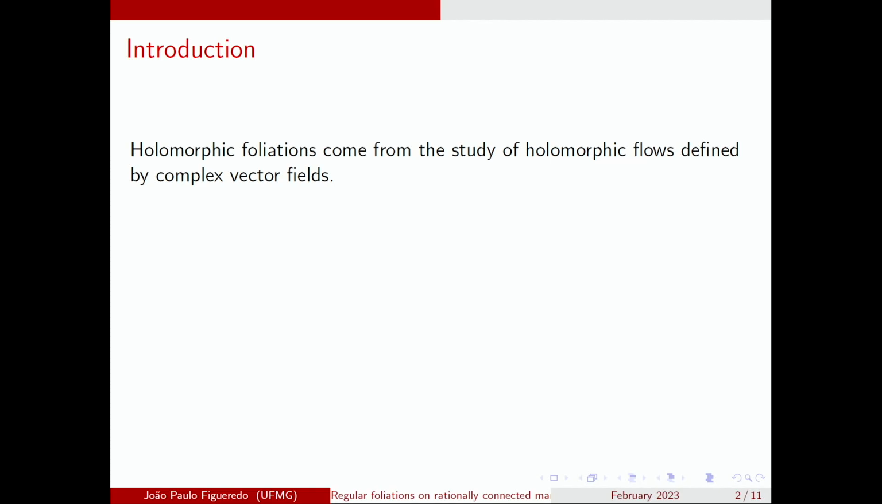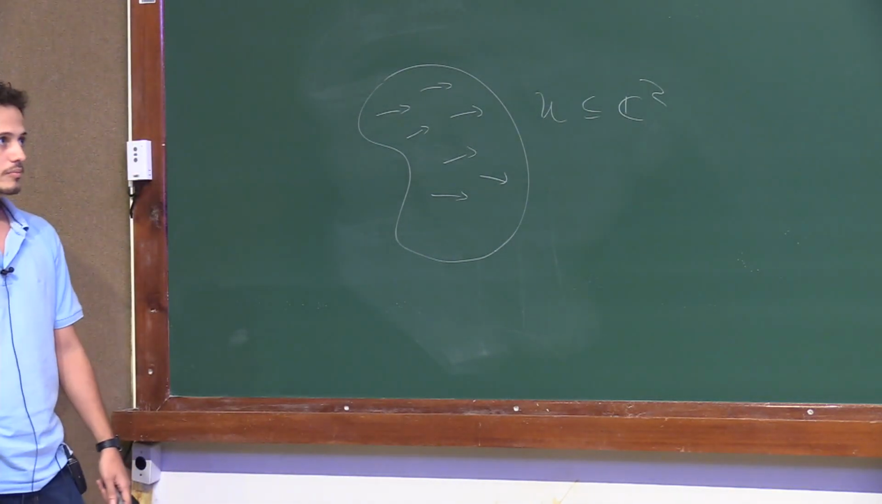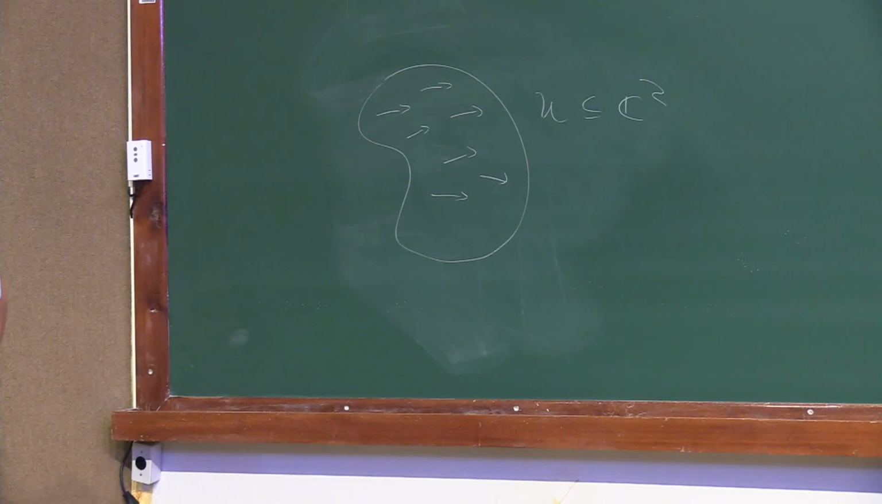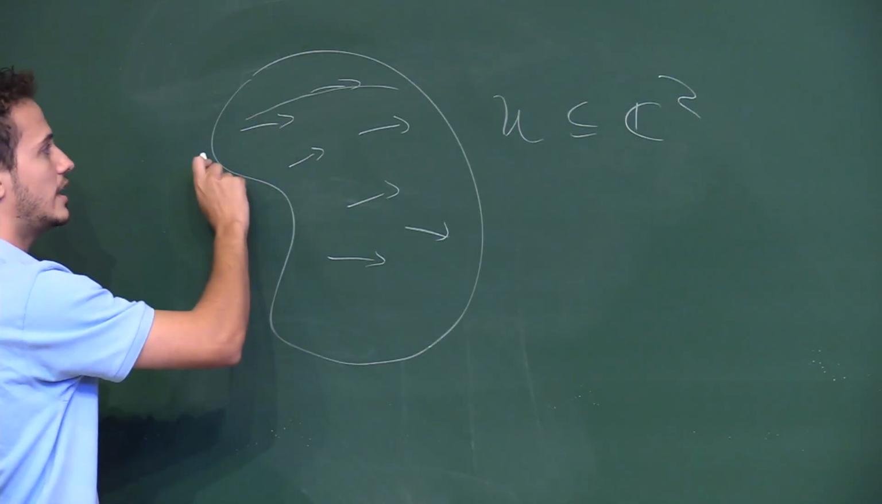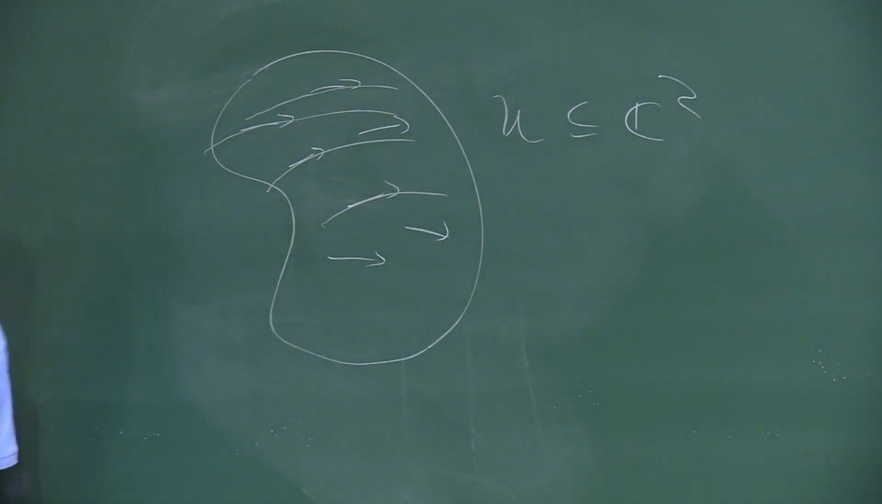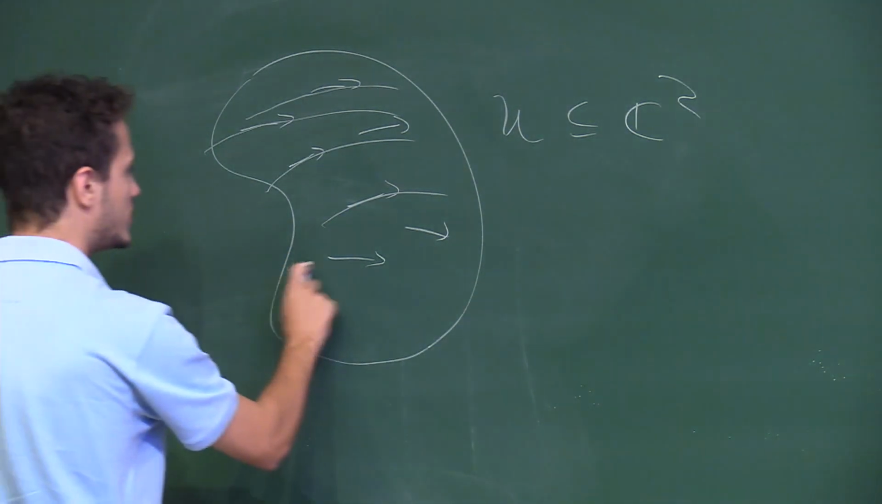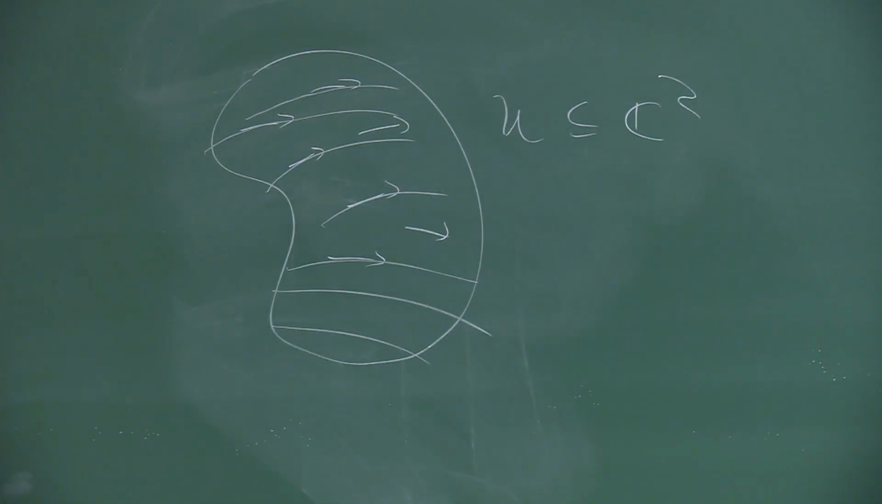So, for instance, if you consider an open set in C2, you can define a holomorphic complex vector field here, and by the theorem of existence and uniqueness of solutions of ordinary differential equations, you know that through each point there is a curve whose tangent is given by the vector corresponding to this point. So you decompose the open set into a union of curves, and this is a prototype for a foliation, in this case, by curves. Okay?